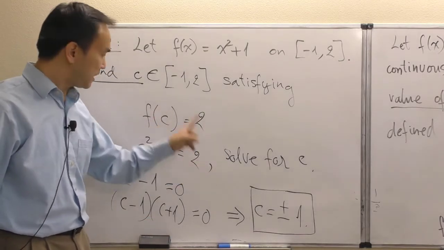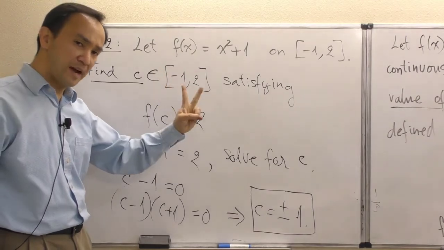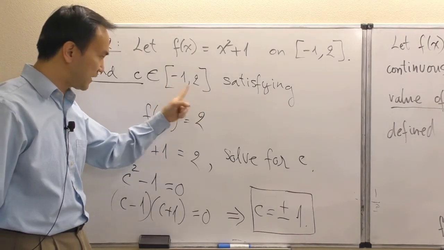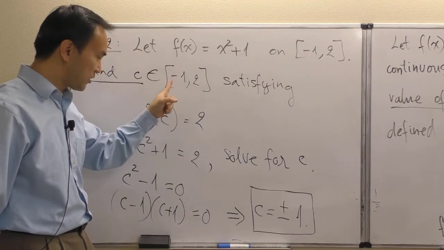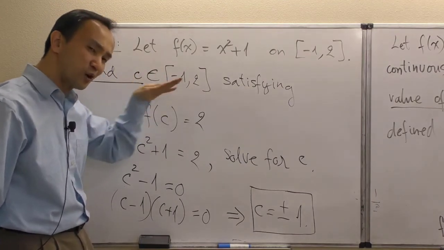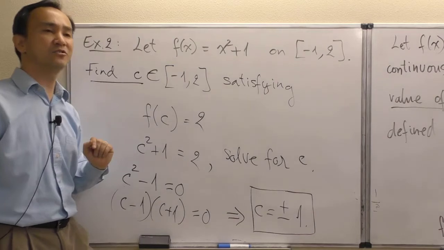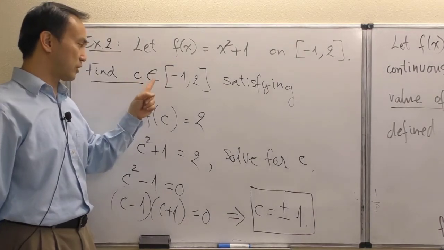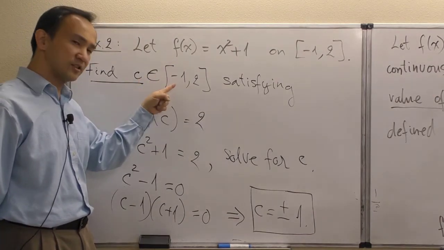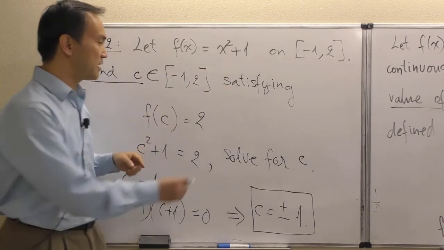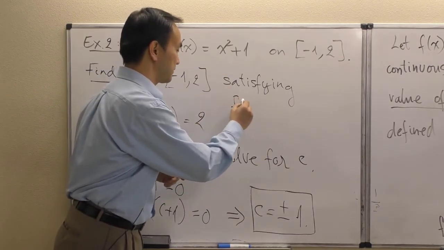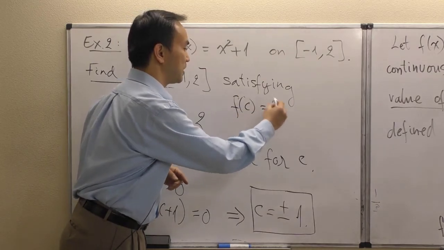We found that inside of this interval there are 2 values for c. There are 2 x values, and that's why we call it c here. There are two c values on the x-axis. To make it precise, two c values on the x-axis inside of this interval that satisfy the requirement that f of c equals f bar.